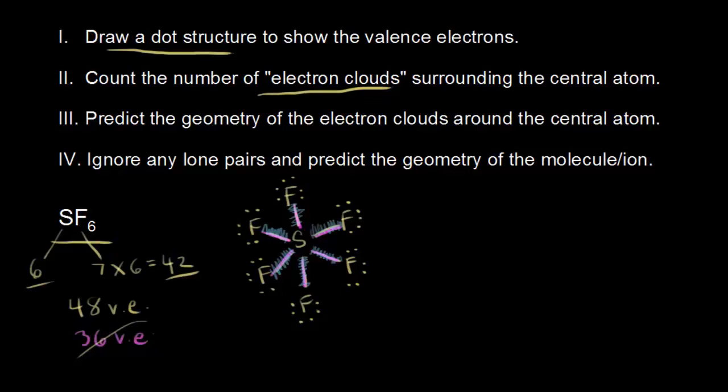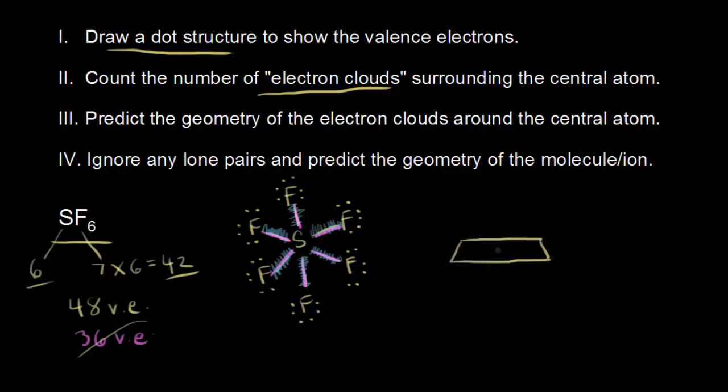And so when you have 6 electron clouds, they're going to point towards the corners of a regular octahedron to try to get as far away from each other as they can. So an octahedron with 8 faces on it. So let me see if I can sketch in an octahedron here. It's a little bit tricky to draw, but let's see if we can do it right there.